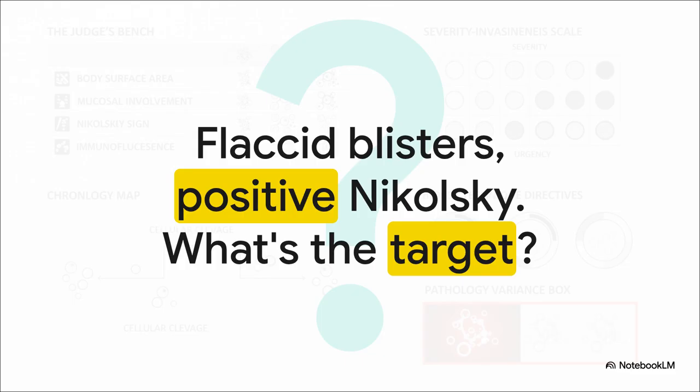Okay, based on those flaccid physics and the mucosal failure, you should immediately recognize pemphigus vulgaris. But what is the specific microscopic target architecture? The answer is desmoglein, specifically 1 and 3, causing an intraepidermal cleavage plane.